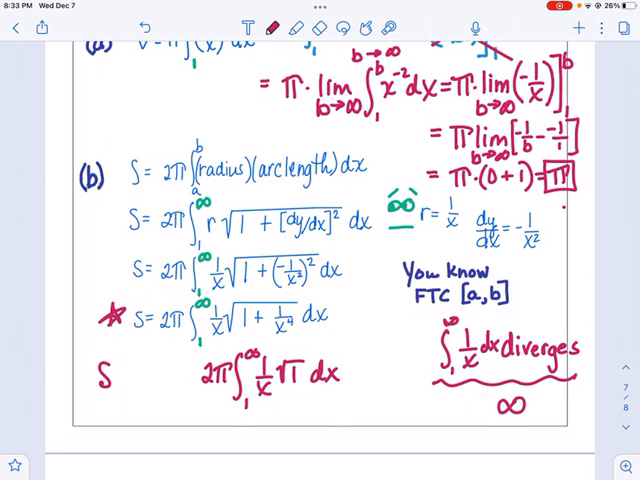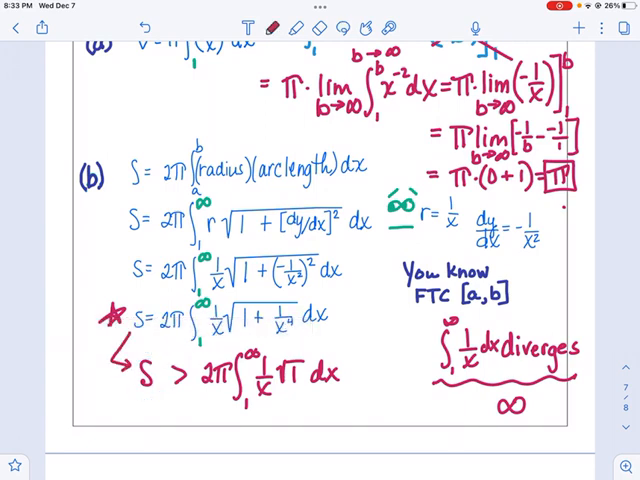Is it greater than or is it smaller than? Well, if you look at it, that s integral has the square root of not 1, but 1 plus a little bit more. So as x gets big, it doesn't matter. It's still going to be 1 plus a little more. So that means that s is going to be greater. This s is the surface area that we have above here.